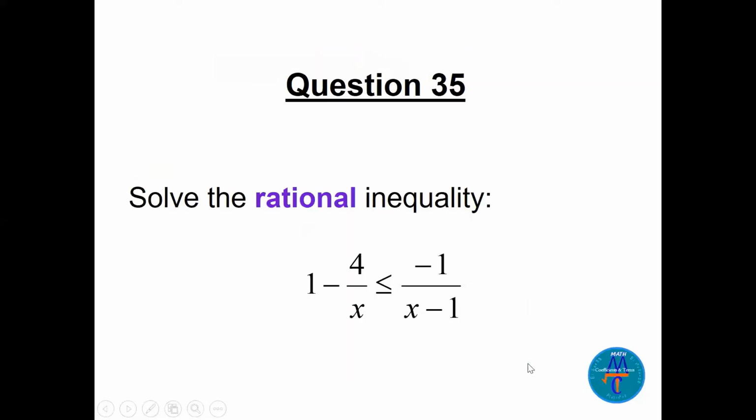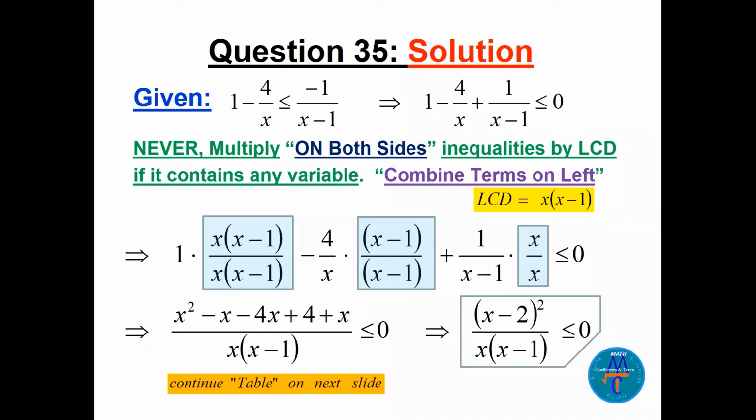Looks easy. Solve the rational inequality: 1 minus 4x less than or equal to minus 1 over x minus 1. So rearrange the inequality, move all the terms to the left side. Just a little note here, please: never multiply on both sides of an inequality by the LCD if it contains any variable, because it might be positive or negative. Combine the terms on the left. There is an LCD, least common denominator, x minus 1. So I take the one here, I multiply up and down by x minus 1.